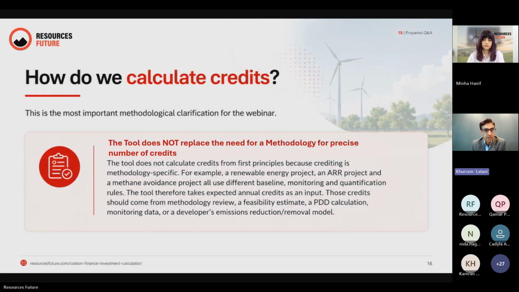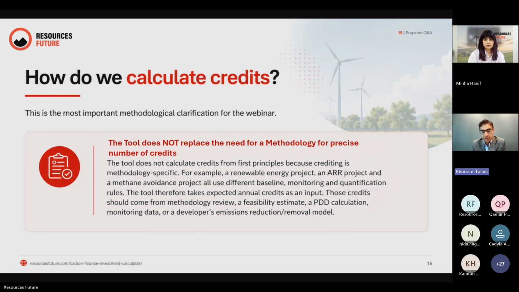Next slide. So how do we calculate credits? The first input that we have in the tool is the carbon credits. And a genuine question is, how do we calculate the first step? This tool does not really help you calculate a methodology specific volume or value of carbon credit, but you can do it a variety of ways.